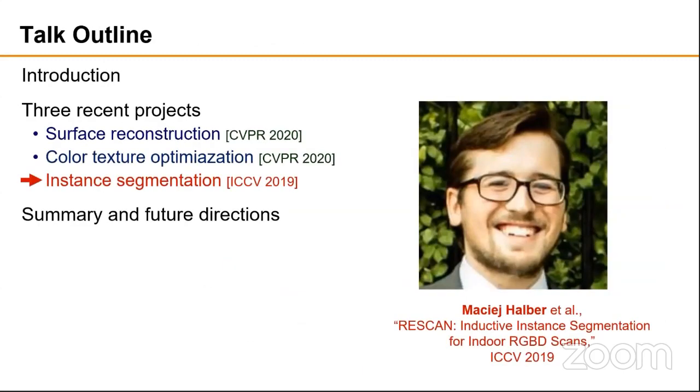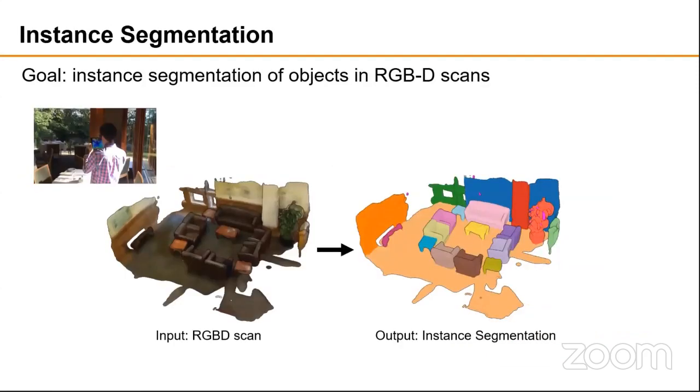The third project focuses on object instance segmentation. In most work, like in the ScanNet benchmark, the task is to go from an RGBD scene reconstruction to a semantic instance segmentation, where every object is labeled with a semantic category and an instance ID.